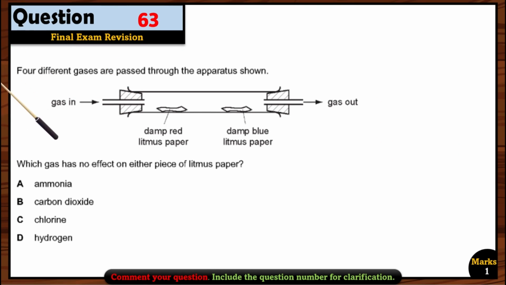Let's see question 63. Four different gases are passed through the apparatus shown. Which gas has no effect on either piece of the litmus paper? If the gas has no effect, it means it's neutral in nature. So we have to find the gas that's neutral in nature, and hydrogen gas is actually neutral in nature. So that's why option D is correct.